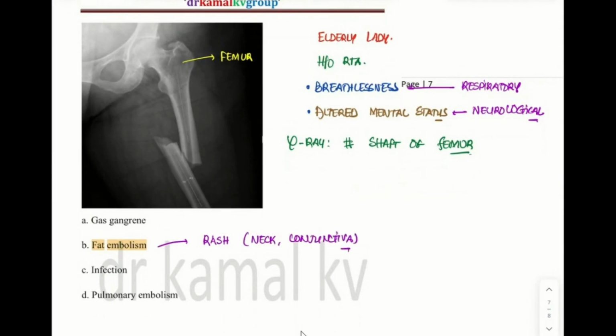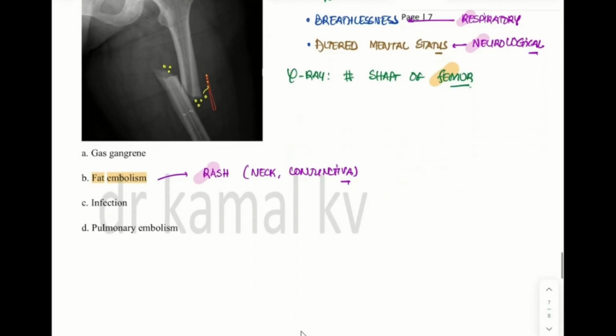So petechial rash, respiratory symptoms, neurological symptoms, especially after fracture shaft of femur, the answer has to be fat embolism. And what happens here? The fat globules from the marrow of the femur gain entry into the nearby blood vessels, right? So they move inside the blood vessels, and then this becomes the fat embolism. So this is how fat embolism is very commonly seen in fracture shaft of femur, right? So the answer has to be fat embolism.